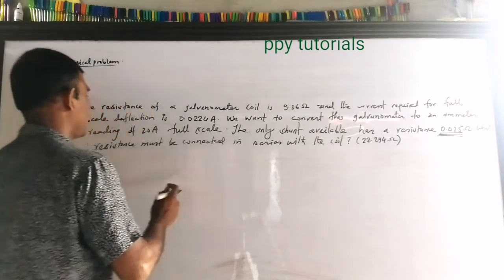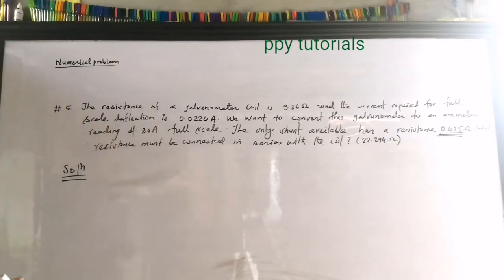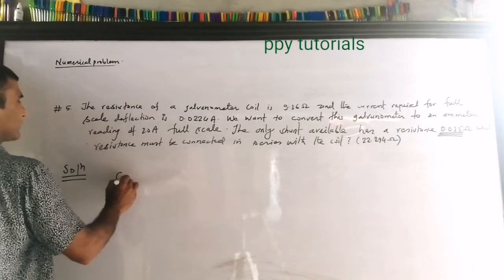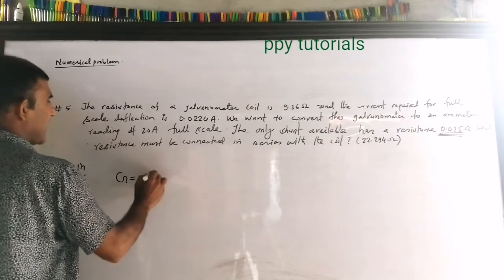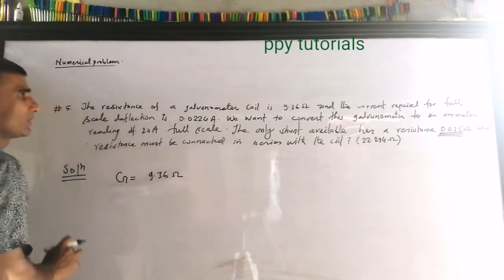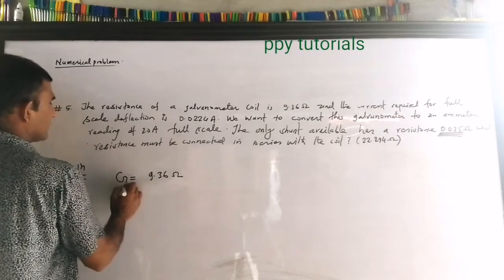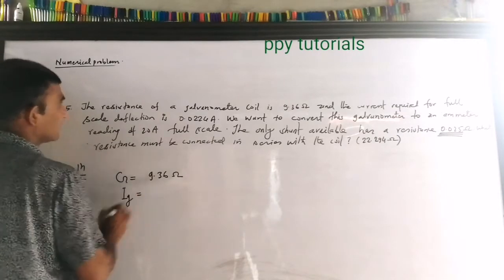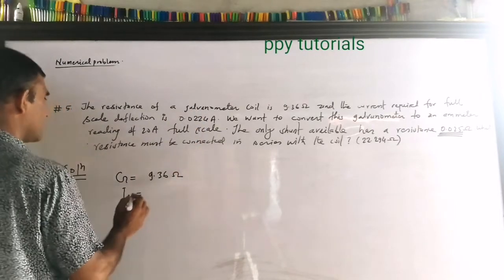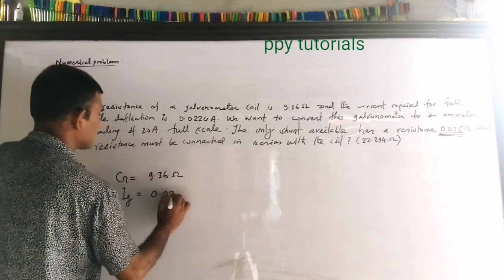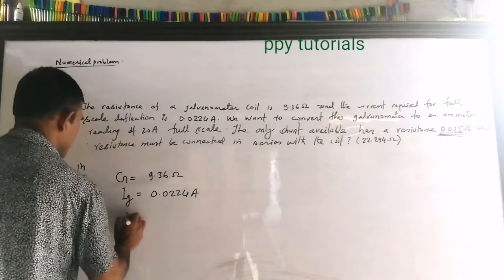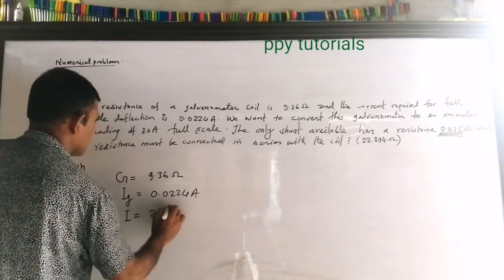This time the question wants to make an ammeter, and what data are given? Let's see. The galvanometer coil has resistance, which we give the symbol capital G, and that is 9.36 ohm. Don't be afraid of this value, because your calculator does that work. The maximum current that the galvanometer can bear, meaning if you pass more than this your galvanometer will burn out, is 0.0224 ampere, which you are allowed to pass safely. And we want the galvanometer to measure a current of 20 ampere.